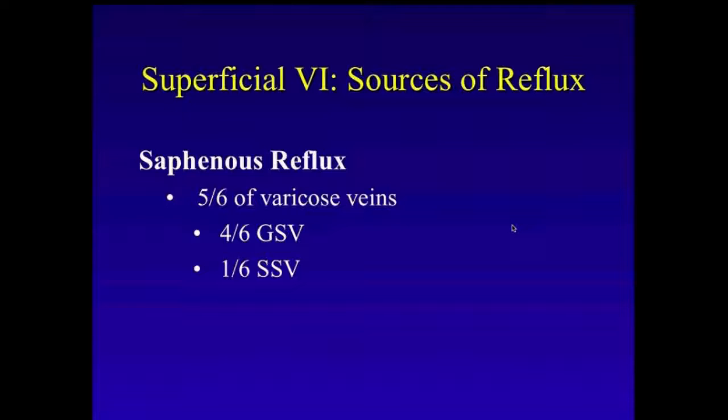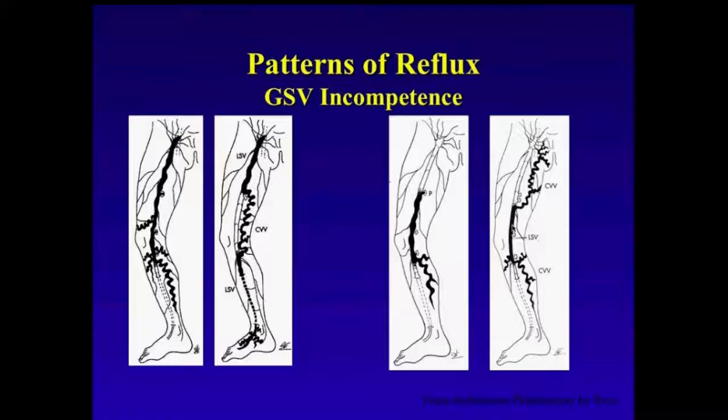When we look at causes for venous insufficiency in patients, saphenous reflux is responsible for 5/6 of all patients with varicose veins. 2/3 of the patients are related to great saphenous vein reflux, and about a sixth of the patients with varicose veins have small saphenous vein reflux. And there are a variety of patterns that you could see. As I mentioned, great saphenous vein reflux originating at the saphenofemoral junction is relatively common. Sometimes it skips segments.